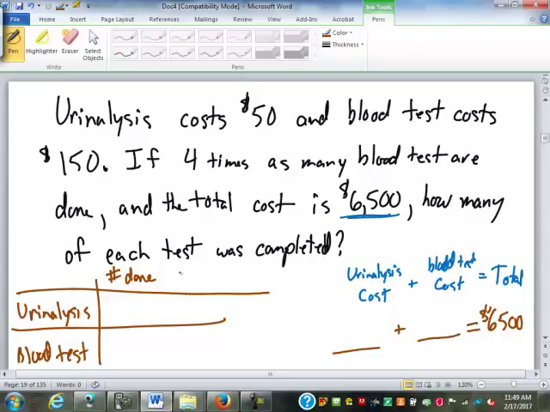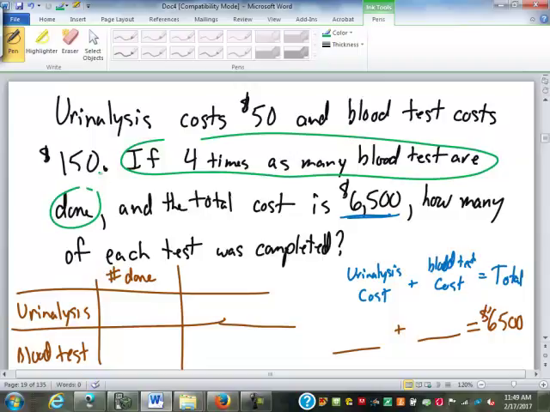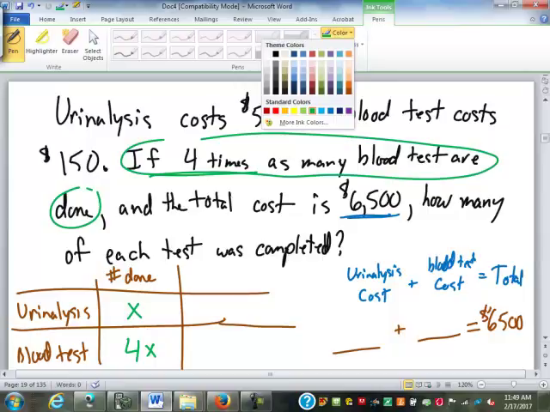We're just going to say the number done is going to be the first variable we're going to try to figure out here. Again, we say 4 times as many blood tests are done as urinalysis. So if we let X be the number of urinalysis that were performed, 4 times that, or 4X, is going to be the number of blood tests. So that's the first thing you have to learn to pick out, is if one value is referenced off the other one, if we can express one value in terms of the other one. And that's where that 4 times as many comes in. So the one will be X, and then this one will be 4 times that. So that's the number that are completed.